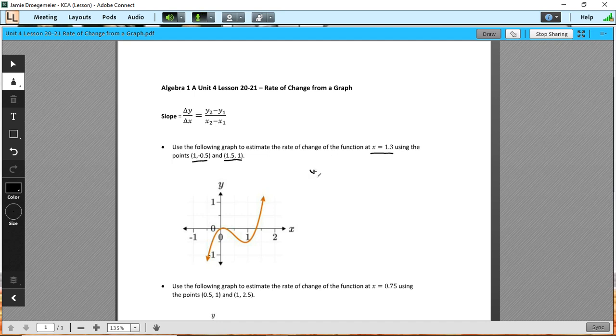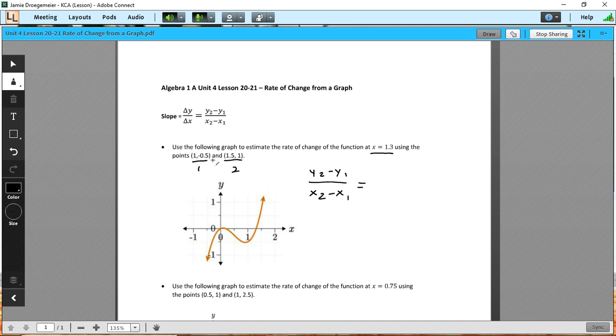So we have y2 minus y1 over x2 minus x1. And basically what we're going to be doing is taking the y value from each point and the x value from each point that they gave us to use for our estimate. And you can go in either order. I could make this one the first one and this one the second one, or I could flip that. I just need to make sure that I'm calling the x value from this one the same thing that I'm calling the y value from it.